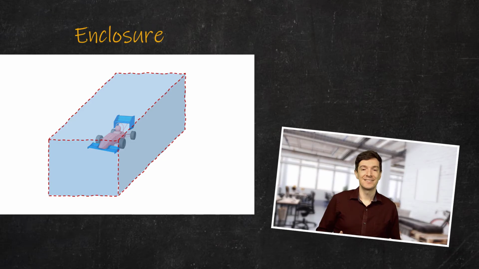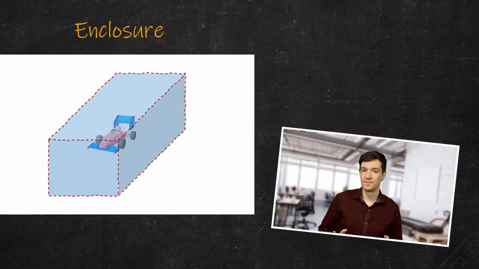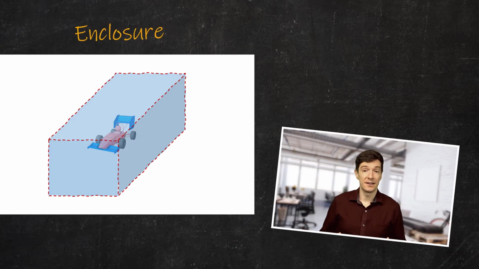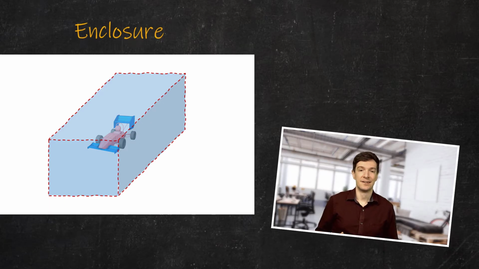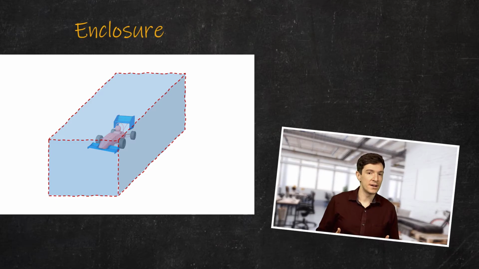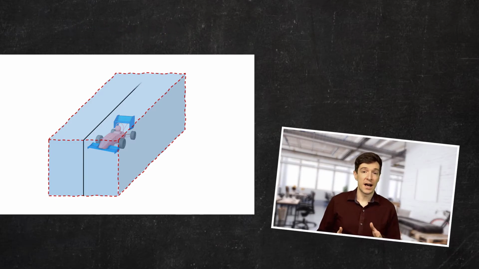First, we will create an enclosure. This is the volume we will analyze to study how the air interacts with the car and what forces are generated. The analysis will look as if we were testing the car inside a wind tunnel. As you can see, the car is symmetric. For our analysis, we will only use half of the enclosure to reduce the mesh size and the computational cost of the simulation.